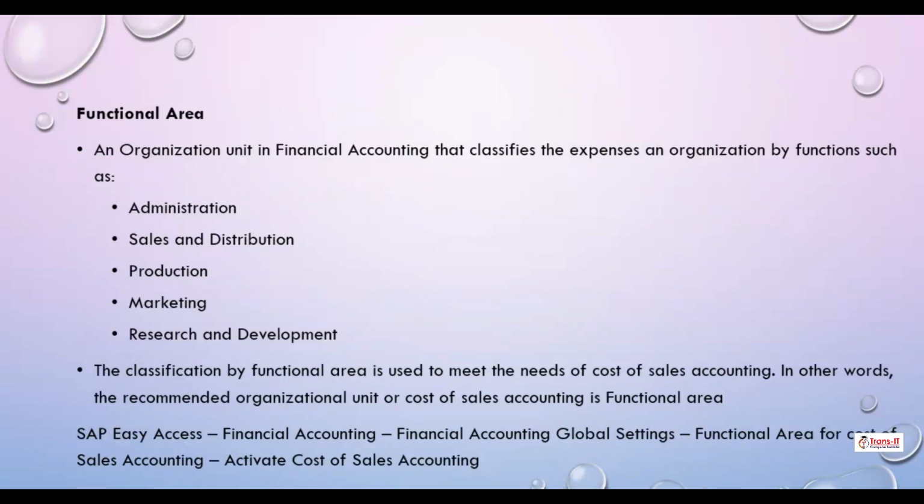Functional area. What do you mean by the functional area? An organization unit in financial accounting that classifies the expenses of an organization by functions such as administration, sales and distribution, production, marketing, research and development. The classification by functional area is used to meet the needs of cost of sales accounting. In other words, the recommended organizational unit for cost of sales accounting is functional area.